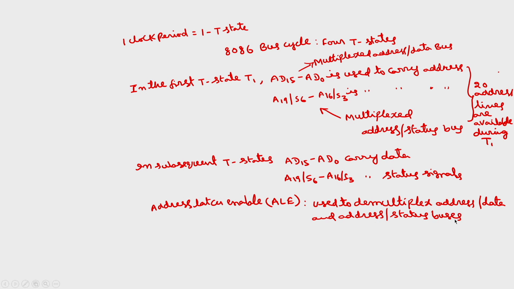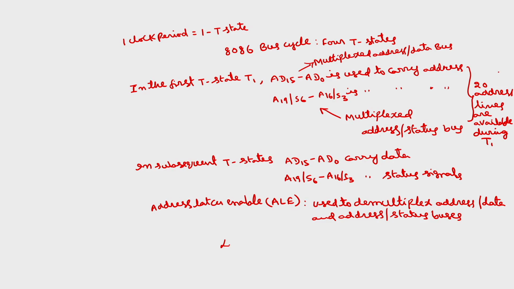How exactly will this be demultiplexed? For that we require latches. So we know what is meant by a latch. A latch is some sort of D flip flop. A clocked D flip flop will act as a latch. So what is the operation of the D flip flop? If I assume that this is negative edge triggered, this bubble represents negative edge triggered. This is clock, this is D, this is Q and Q bar.